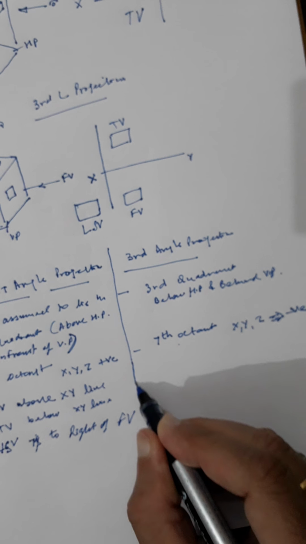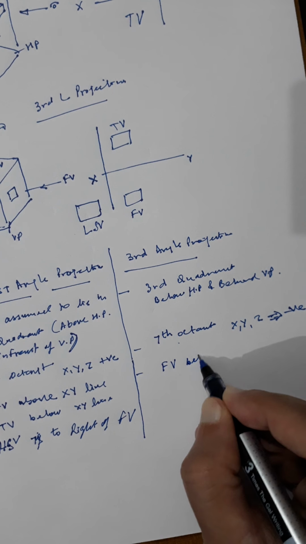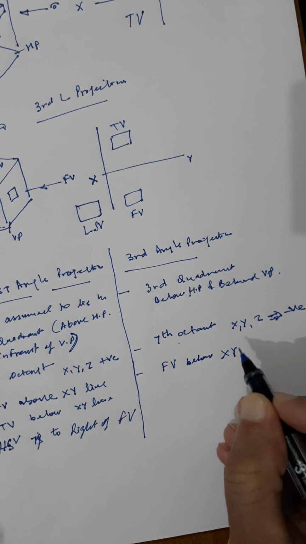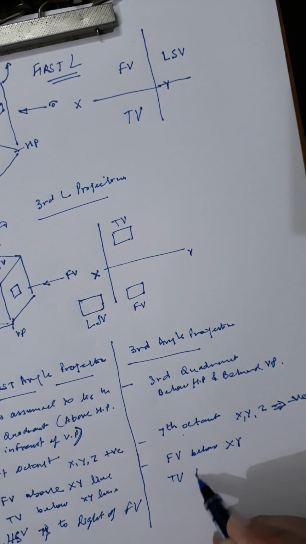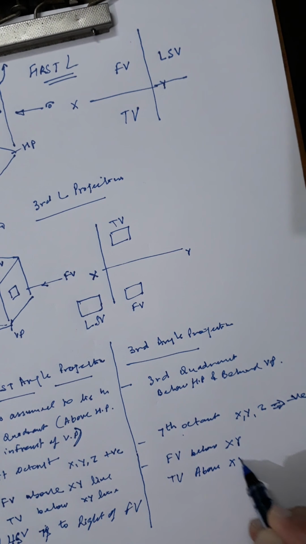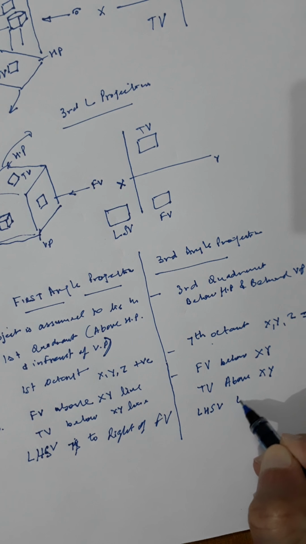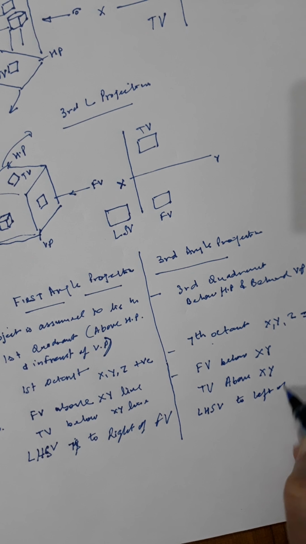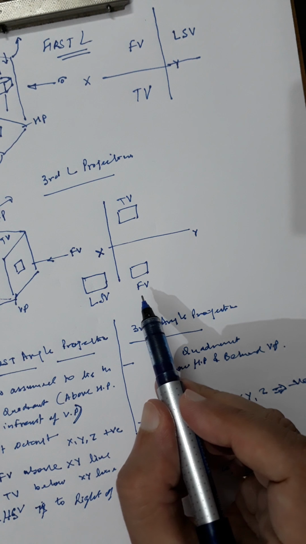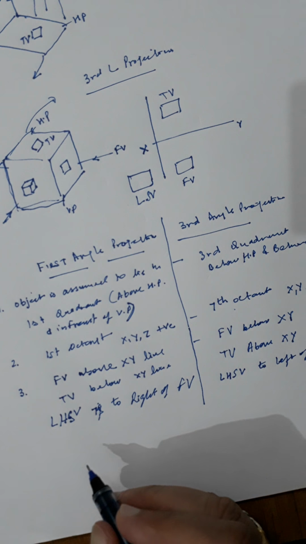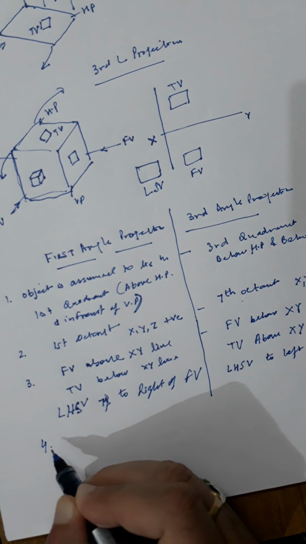Whereas in this case, third angle projection, front view is below xy. So this is below the xy line. Top view is above xy. And left hand side view is to the left of the front view. You can see here left hand side view is to the left of the front view. Okay, these are some of the basic differences. Now I would like to add some more things here.